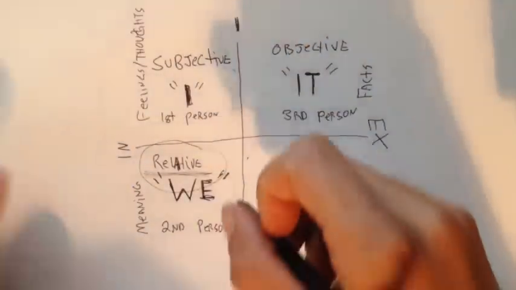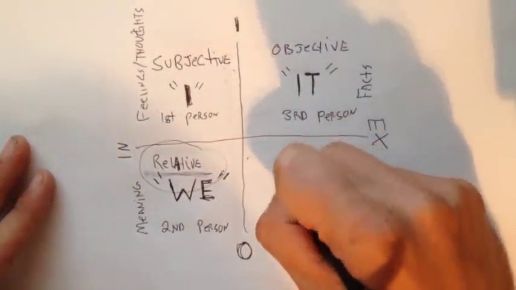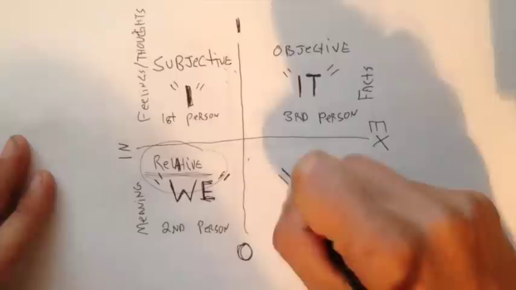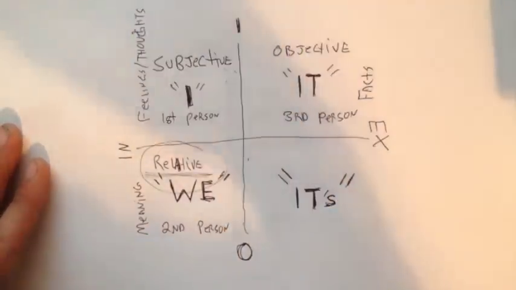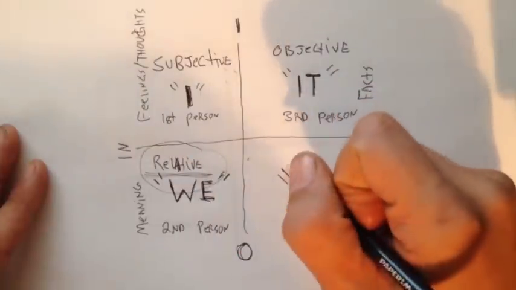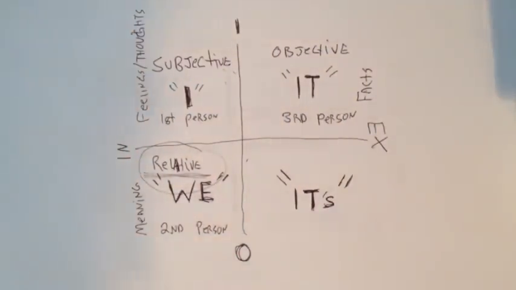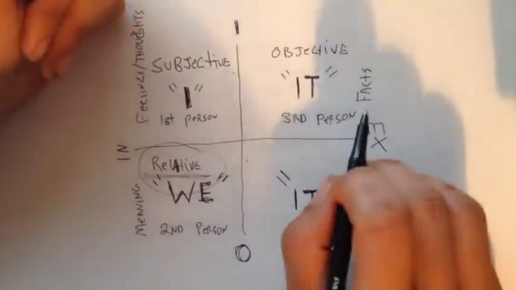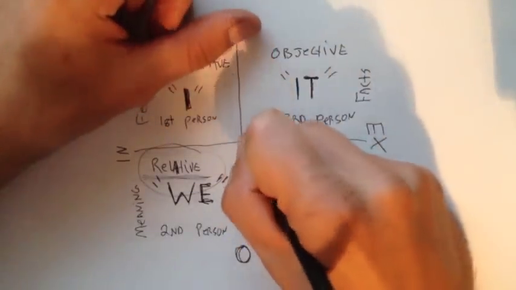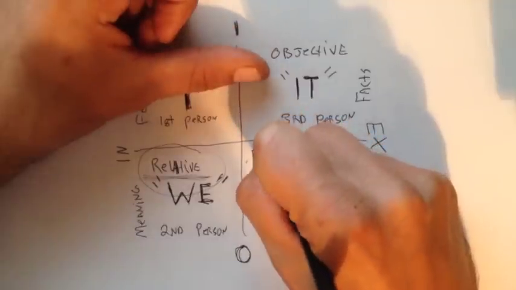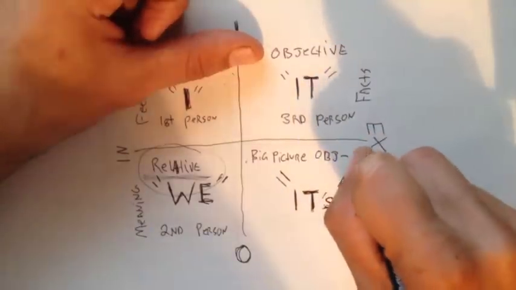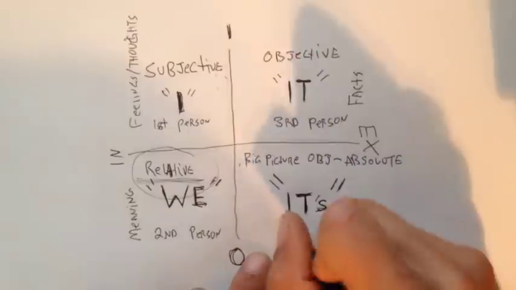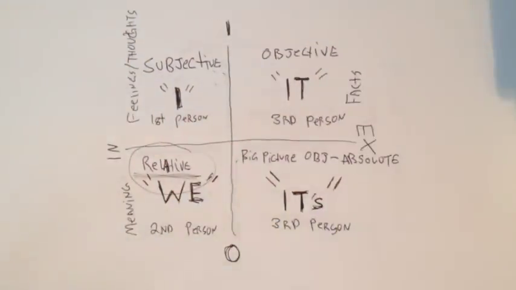The last type of truth that we're going to talk about is the its domain, the plural exterior. Now this is where it's going to get a little bit dicey. This is a systems approach, but I'm going to say if you go big enough, it could even be a big picture objective or even absolute. This is third person as well. This is the biggest perspective you can take.